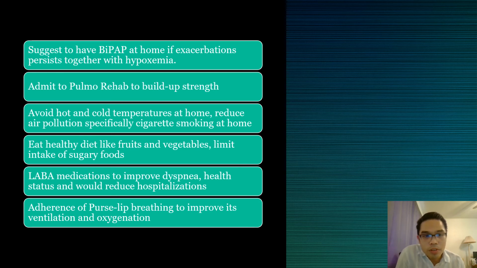And then we can also recommend to the patient to be admitted to pulmonary rehab in order for them to build their strength, or we can also give them appropriate therapy such as a 6-minute walk test to check their endurance. And then we also have to let them avoid any extreme hot and cold temperatures at home. Make sure that they are kept from any exposure to cigarette smoking or second-hand or third-hand smoke. And then let them eat a healthy diet such as fruits and vegetables, and limit intake of sugary foods, so that way the patient's glucose would be back to normal.